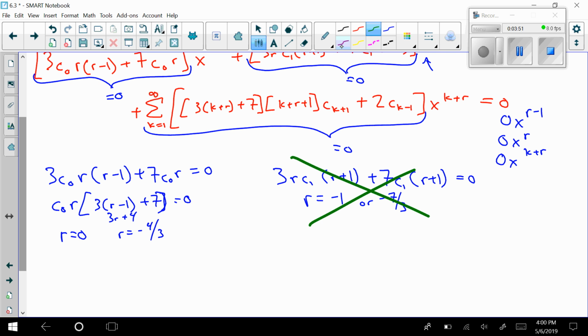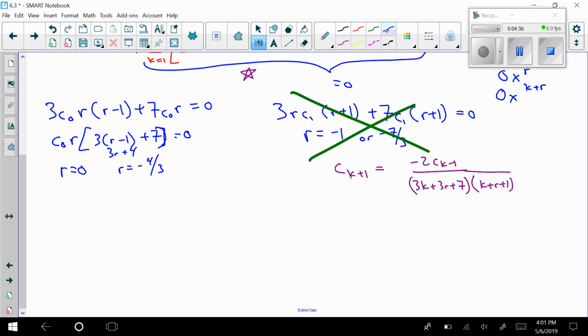Before I do that, it's probably worth my time to go after this piece here, which if I go after that piece, I would have c sub k plus 1 equals, well, this would be a negative 2c sub k minus 1 divided by, now on the bottom here, I'd have a 3k plus 3r plus 7 times a k plus r plus 1. And unfortunately, I don't see anything canceling there, so I'm just going to have to go with that.